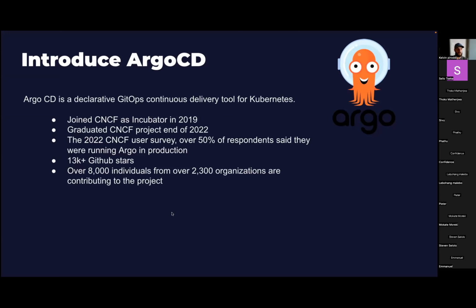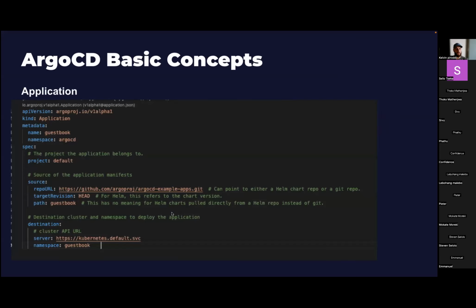Cool. So now that we know what ArgoCD is, we're going to do the basics. Today we're going to go over two basic concepts of ArgoCD. What is an application and what is a project? The manifest or the file you're looking at here is a CRD, a custom resource that you can create in Kubernetes. And this API version comes from the Argo project, and it is an application.